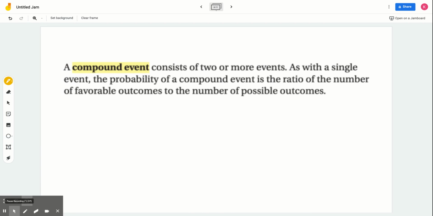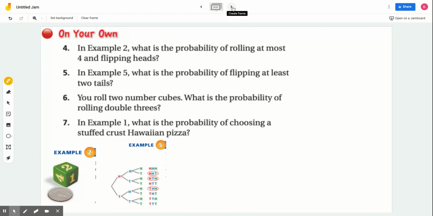A compound event consists of 2 or more events. As with a single event, the probability of a compound event is the ratio of the number of favorable outcomes to the number of possible outcomes. So let's take a look at some compound events. Here it says in example 2, what is the probability of rolling at most 4 and flipping heads? We can write this as the probability of at most 4, so that's less than or equal to 4, and the probability of heads.